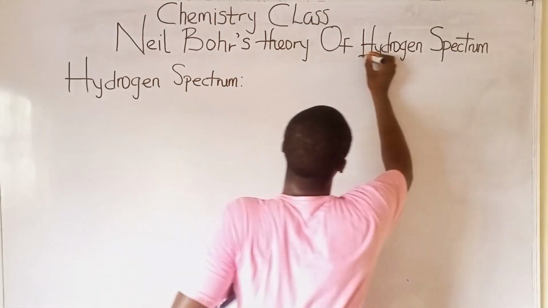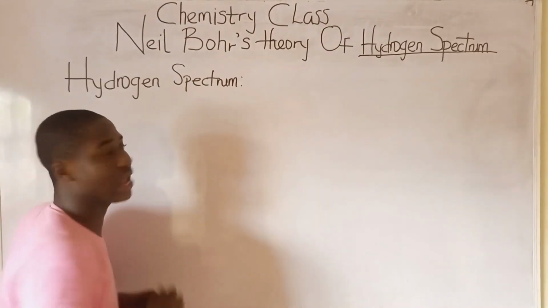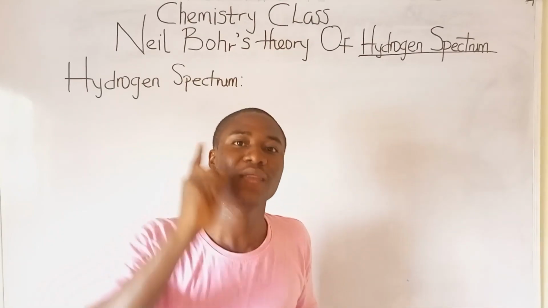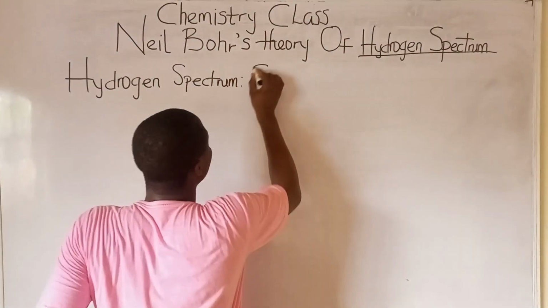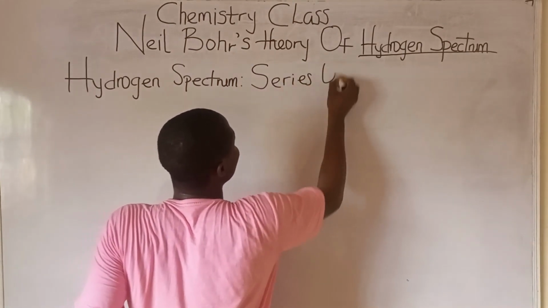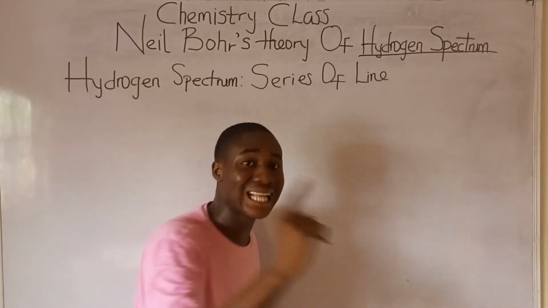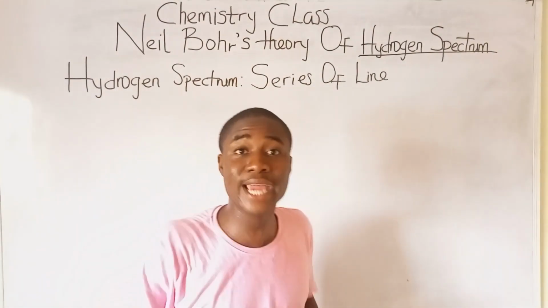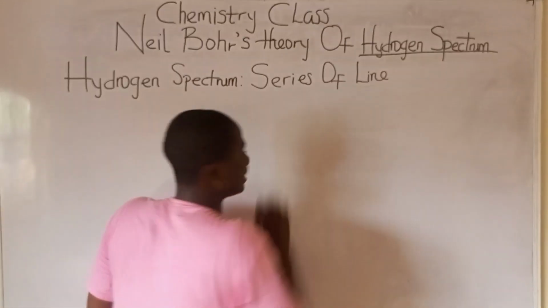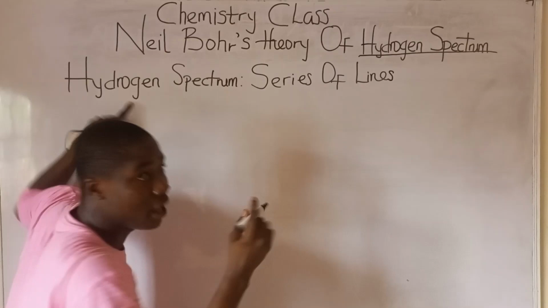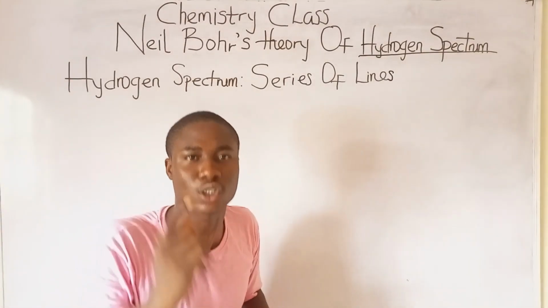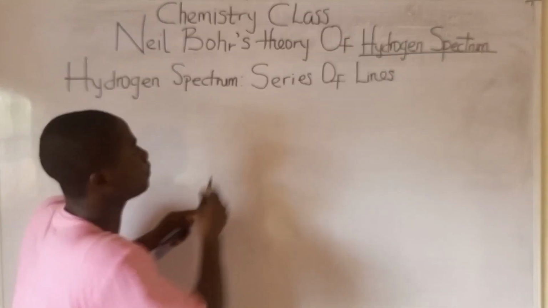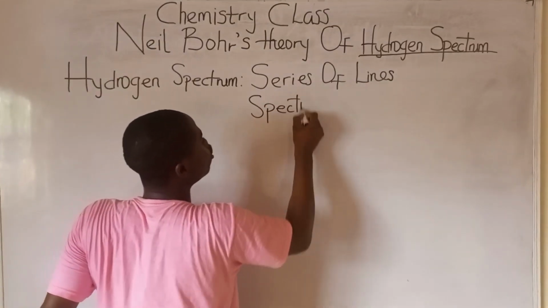First, we have to know what a hydrogen spectrum is, and that is what we'll be explaining now. Now, this must be noted. The hydrogen spectrum is a series of lines that is seen when light is emitted from a discharge tube filled with hydrogen. Now, the lines seen in this hydrogen spectrum are viewed with an instrument, and the instrument is called the spectroscope.